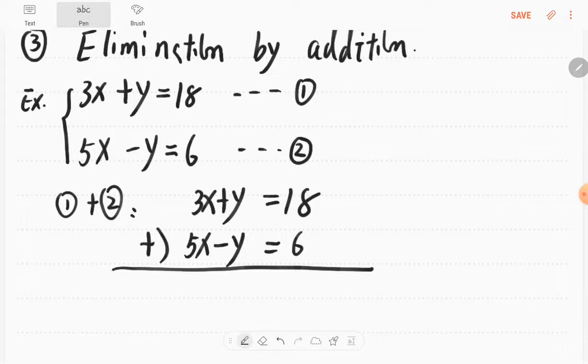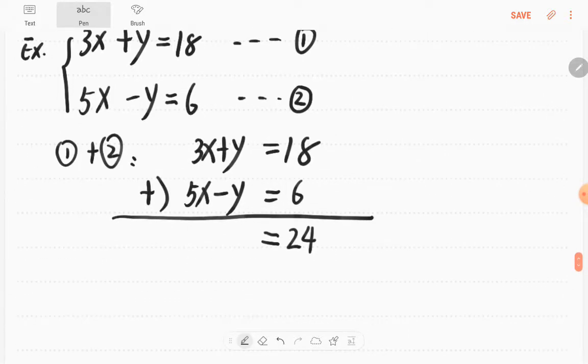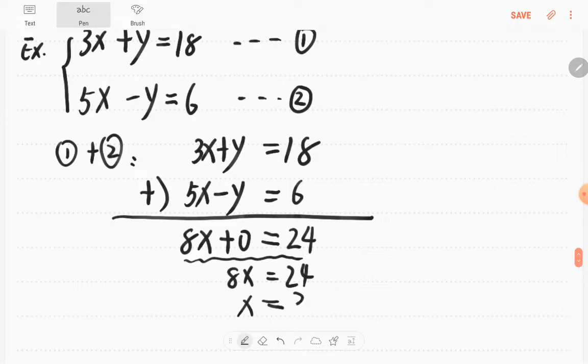So we add these two equations up. On the right side of the equal sign, we add together to get 24. On the left side, x term plus x term, 3x plus 5x, is 8x, right? And y plus negative y is 0. So we get an equation and there is no y anymore. Then we can solve this equation in one variable quickly. We have 8x equals 24, so divide by 8, and x equals 3.